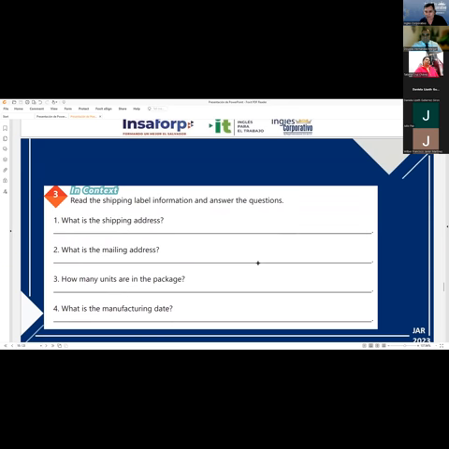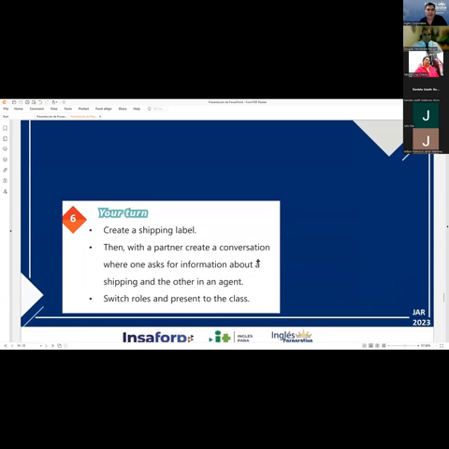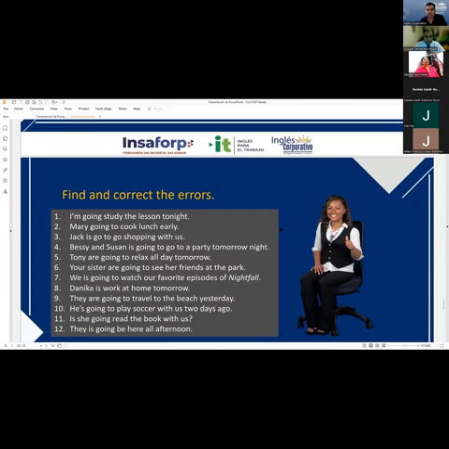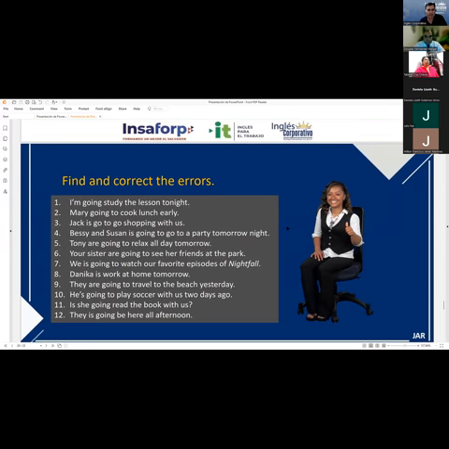Let's continue. Here it says, create a shipping label. Then with a partner, create a conversation where one asks for information about a shipping and the other is an agent. Switch roles and present to the class. Don't worry, we're going to continue with it. We're going to come back.